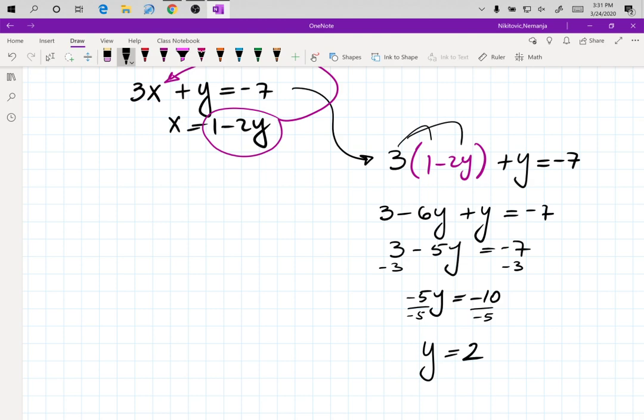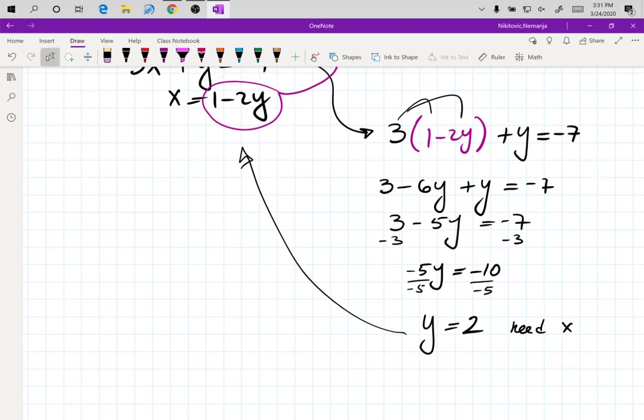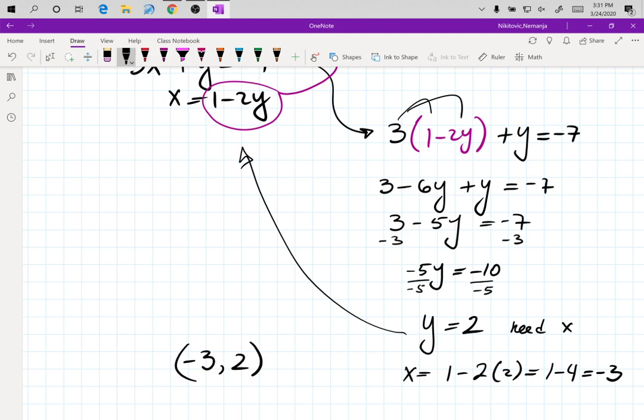So we calculated y this time. We need x now. Well, luckily we have the equation that we can use to get x. So x is equal to 1 minus 2 times 2, which is 1 minus 4, which is negative 3. We have to list the x component first. So the answer is negative 3, 2.